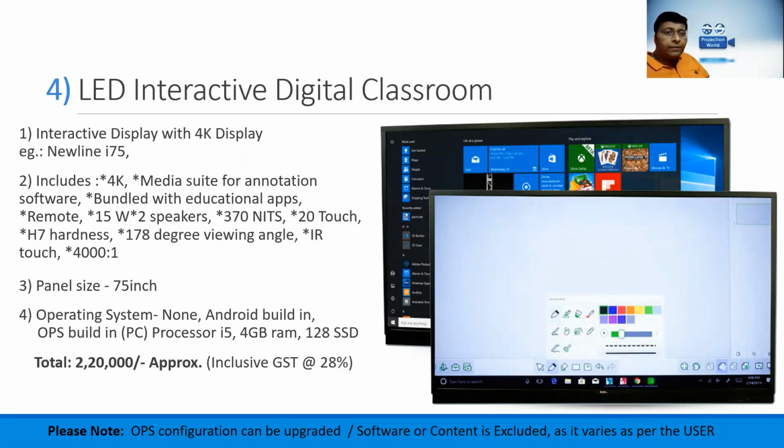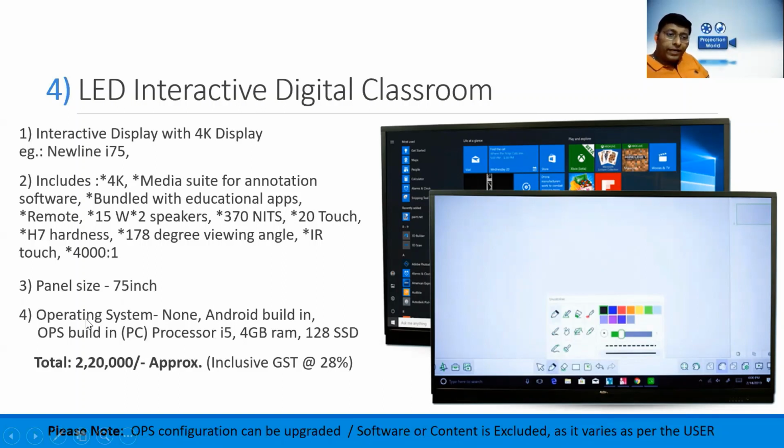Here I have taken the running product, that is the New Line i75. The brand is New Line. The model number is i75, and it is a 4K display with 75-inch diagonal. It comes with 15 watts into 2 speakers inbuilt, so almost 30 watt speakers. Additional speakers, if required, you can add, though mostly it is not necessary. But if you want to add, we can add speakers also. The inbuilt speaker is good enough, as it is total 30 watts, 15 into 2.